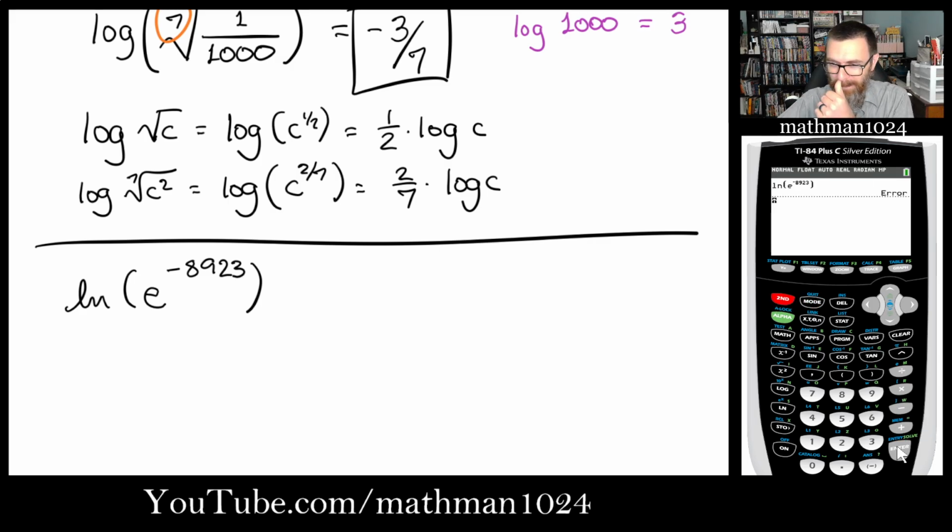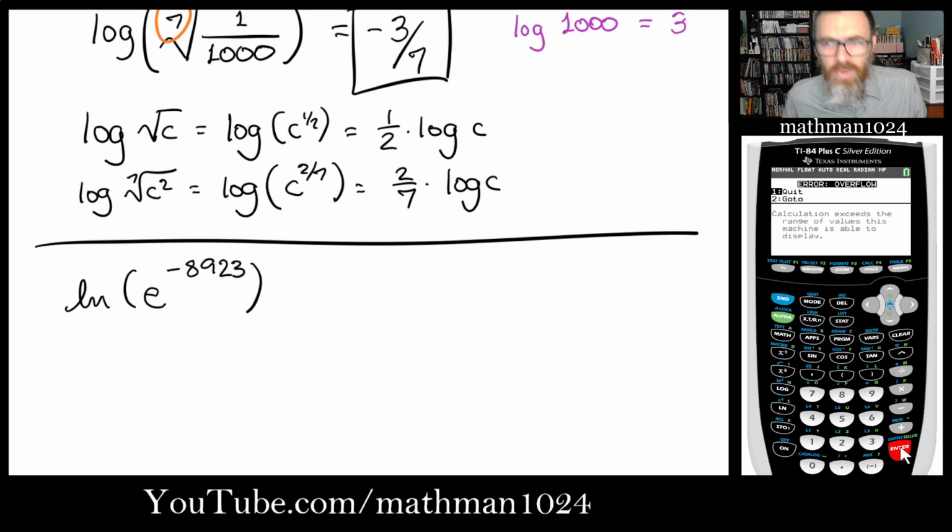Now, even if I had gone in and done this, take off the negative, now it gives me a different kind of error. It says, oh, there's an overflow error. Basically, when you get an overflow error, that means that you're trying to have the calculator evaluate a number and it's too large for it to work with. It's just too big.